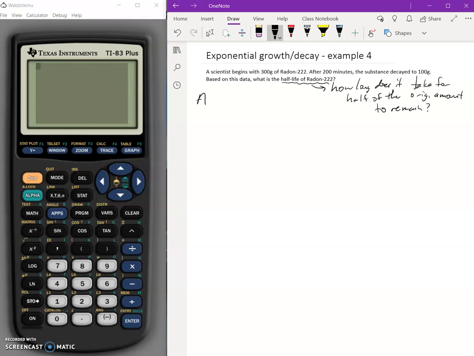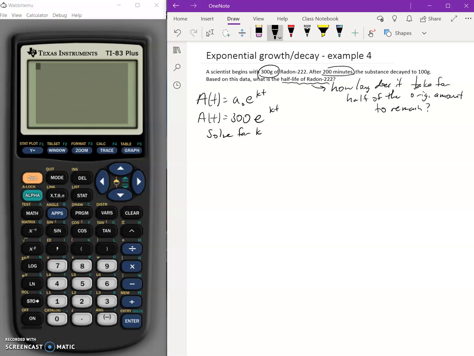So we're using our exponential growth and decay model. A of t is equal to a sub 0 e to the kt. Our initial amount we see is 300, so we plug that in. A of t is equal to 300 e to the kt. My first thing I need to do is solve for k. I'm always trying to find this function first. I need to figure out the rate at which this is decaying.